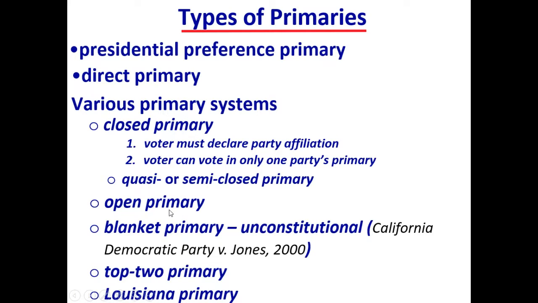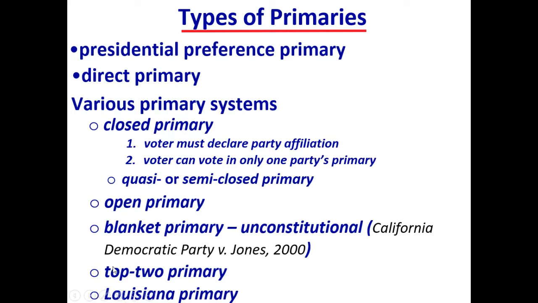An open primary is, there's no requirement to declare a party affiliation. I think typically in open primary states, you're still only going to get to vote in one of the two party primaries, but there's no way for anyone to determine which one you voted in. There's no public declaration of party affiliation.